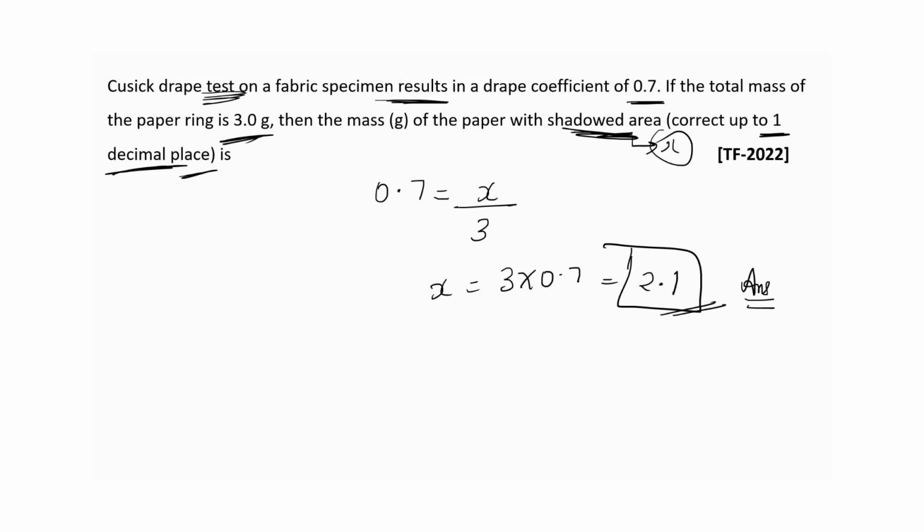This is a 1 mark question. So these are simple questions. You just need to know what drape is. Drape is the hanging property. When a fabric hangs by itself, it is known as drape. And drape coefficient is calculated on the weight of the total mass, so mass of the shadowed area upon the total mass. So it is a direct simple question. You just need to take care of these types of things. Now coming to the next question.